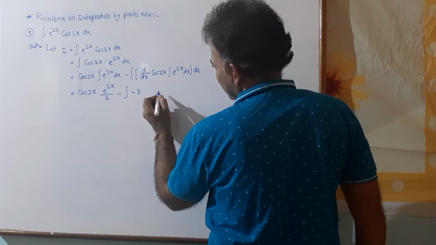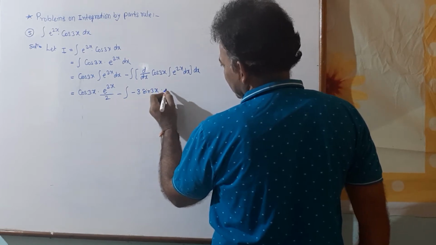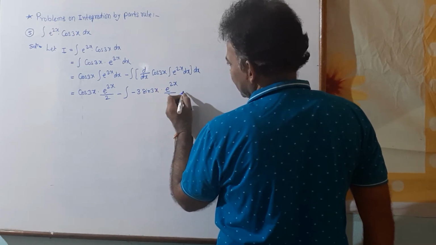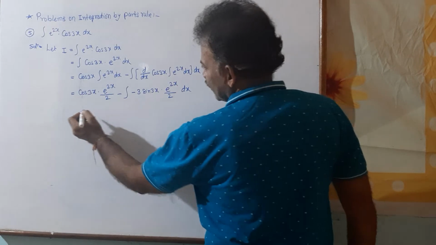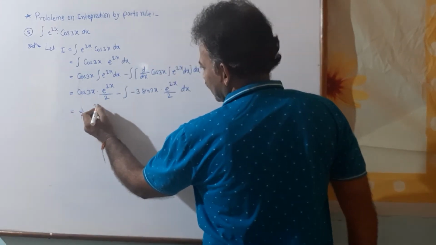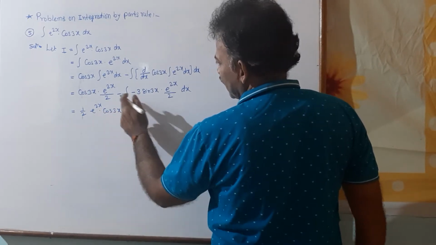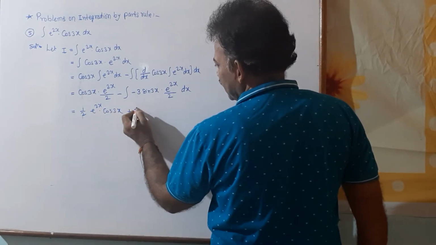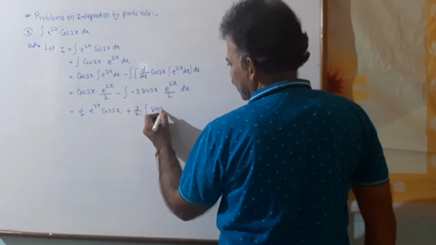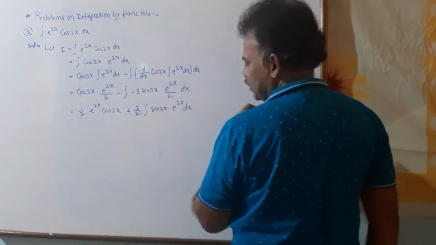In derivative we multiply by coefficients. So minus 3 sin 3x, and integration of e to the power 2x same, divided by 2 dx. So it is equal to 1 by 2, constant, write e to the power 2x into cos 3x, minus minus plus sign, 3 by 2 constant outside, integration sin 3x into e to the power 2x dx.